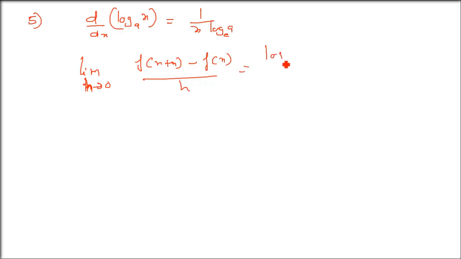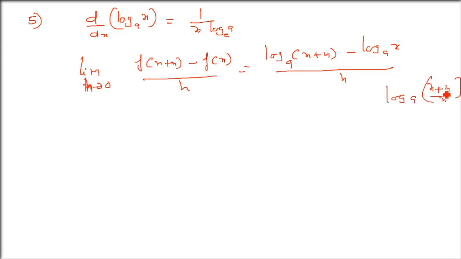So what is f(x plus h)? Log base a of (x plus h), minus log base a of x, divided by h. Since we already saw in the previous question that log a minus log b is log a by b, you can write it as log base a of (x plus h) by x. Now you can write it as x by x is 1 and h by x, so log base a of 1 plus h by x.